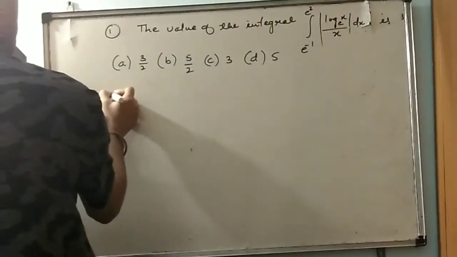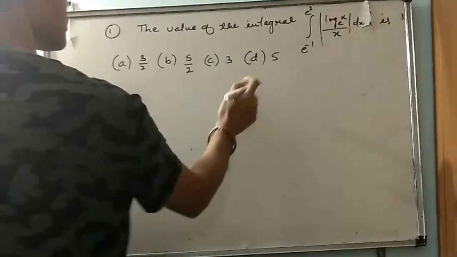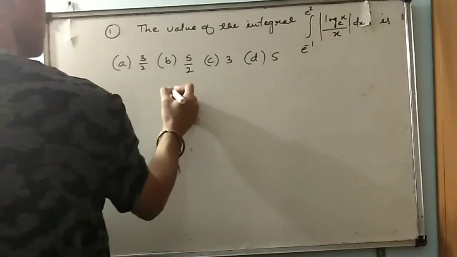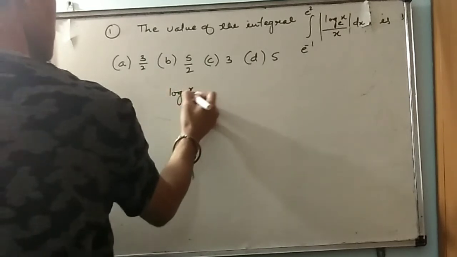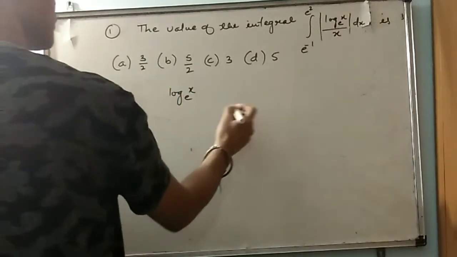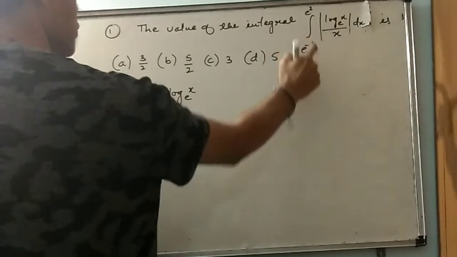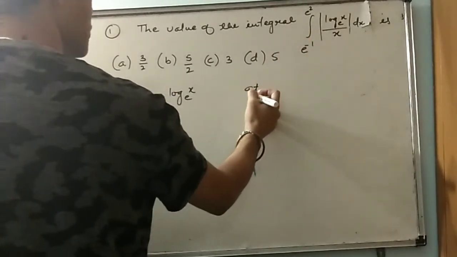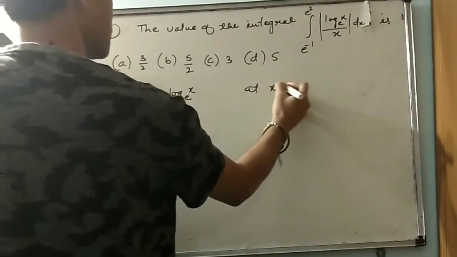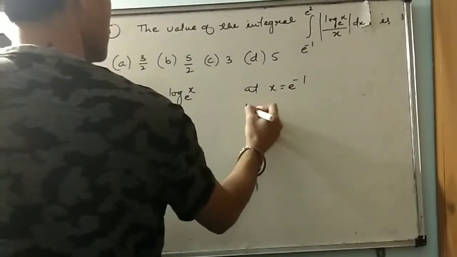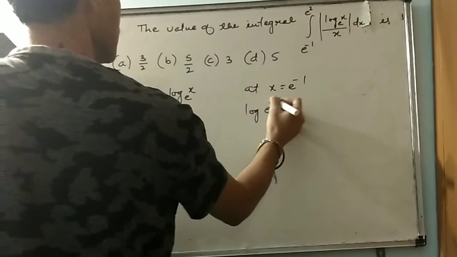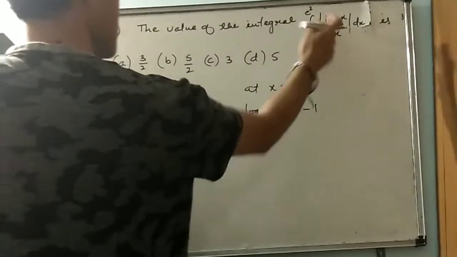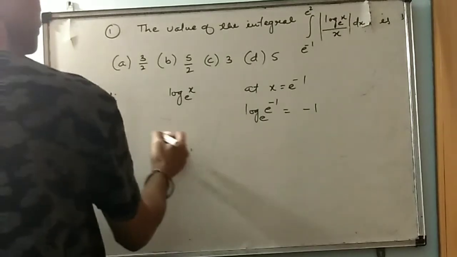So before integrating it, let's talk about this function log x with base e. Starting with e raised to minus 1. So say I'm taking x is equal to e raised to minus 1. It becomes log e raised to minus 1 with base e, and that is equal to minus 1, which means it is negative.